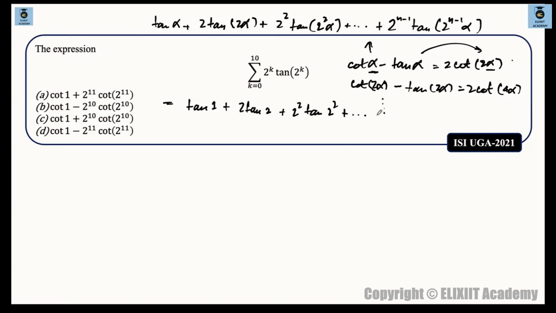This will continue up till plus 2 to the power of 10 times tan of 2 to the power of 10. Okay. Now how do we proceed from here? You have to bring one cot into this expression. Forcefully, we have to bring one cot of alpha minus tan of alpha. What you can do, you can add cot 1 and subtract cot 1. We have to start off with cot 1 because the first term is tan of 1.